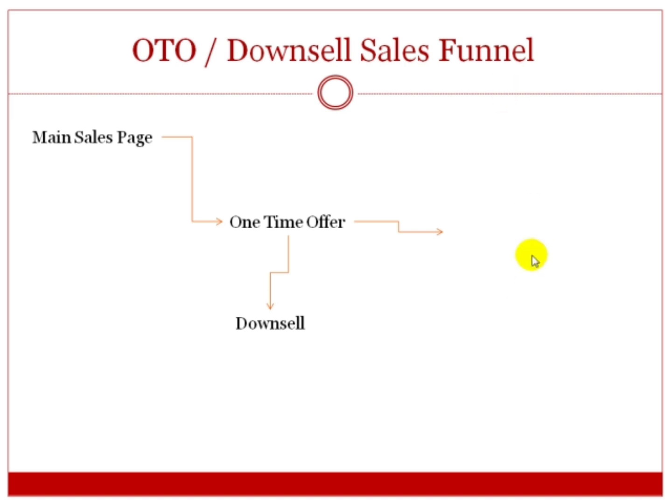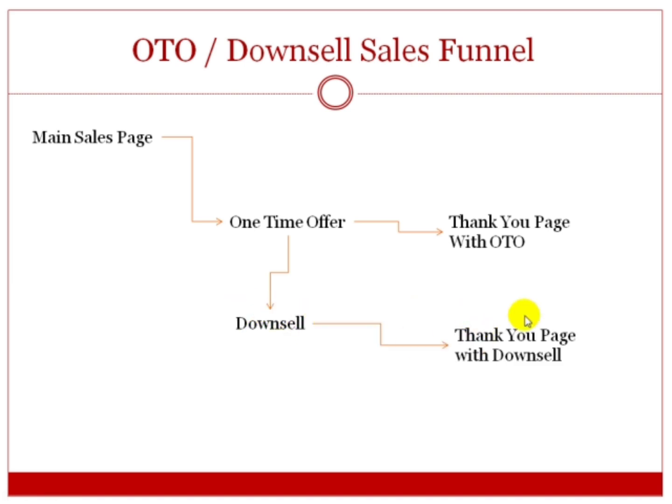So you're going to need to have 3 different thank you pages. So main sales page, one-time offer, thank you page with the one-time offer. If they say no and then they purchase the downsell, then they are going to be sent to a thank you page with the downsell. You don't want to forward them to a thank you page with the OTO unless they paid for that.